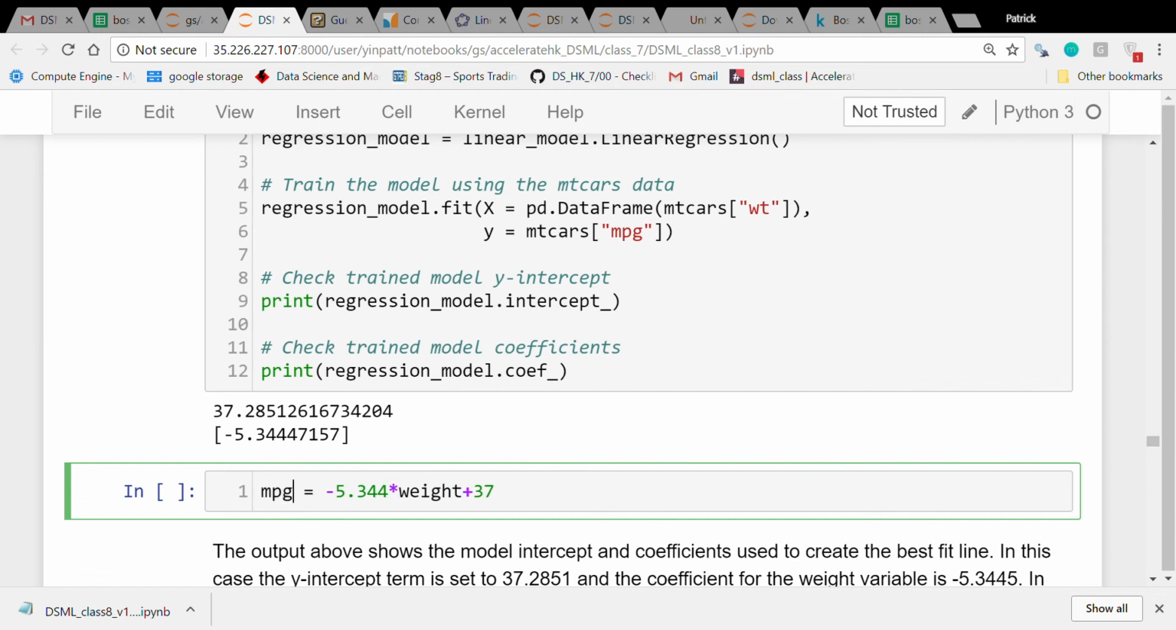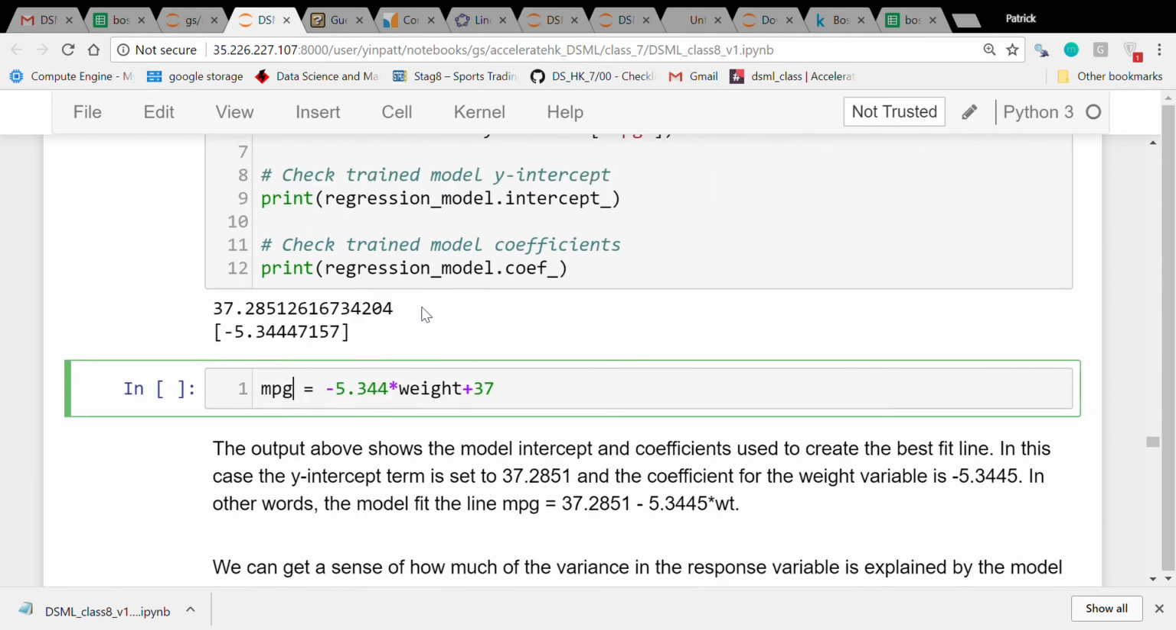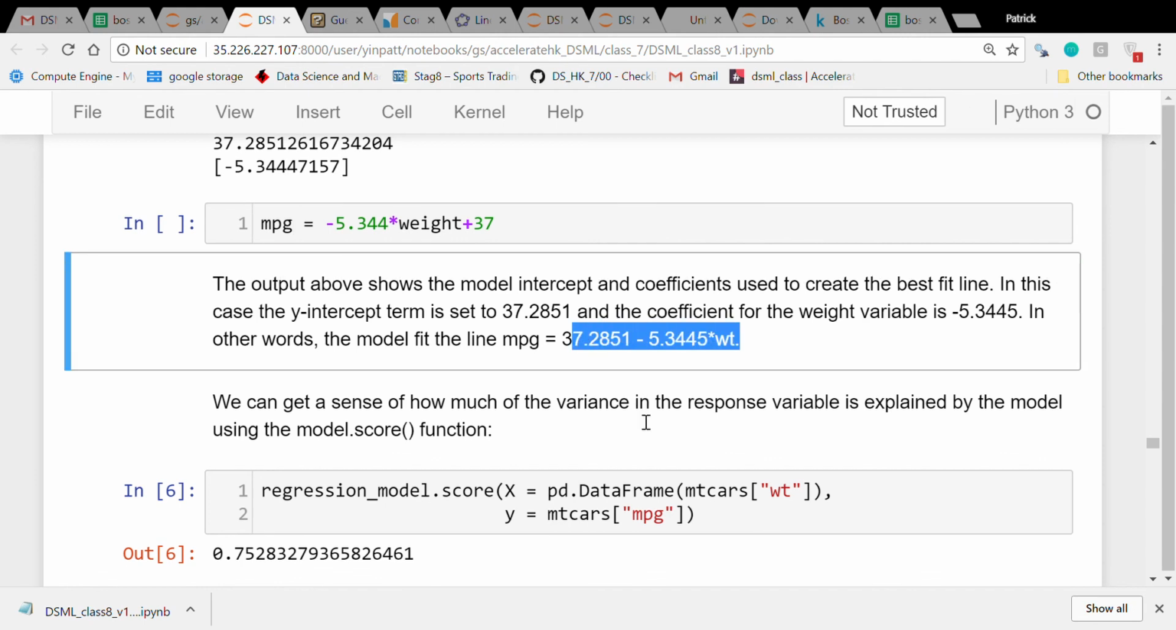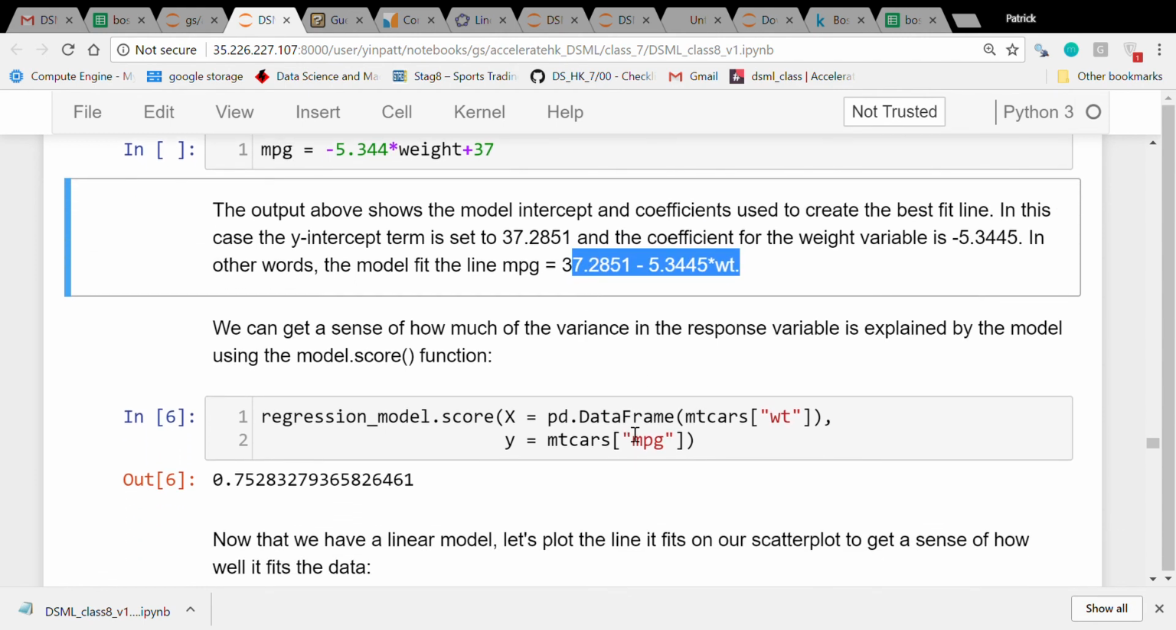That's what the coefficients actually mean. Again, it's the straight line y equals mx plus c, and the coefficient is basically the slope of the line. Okay, I did it correctly.